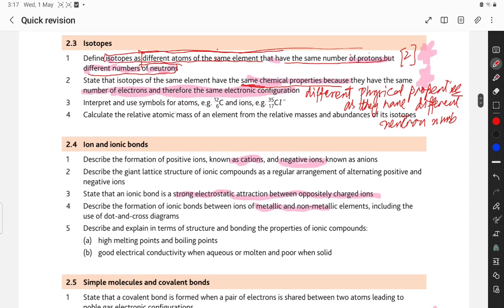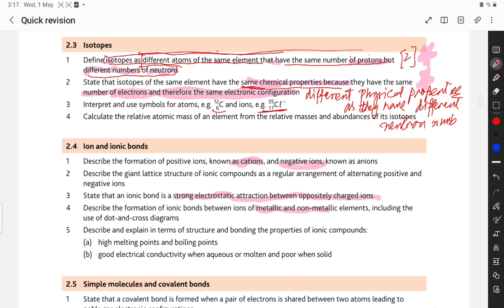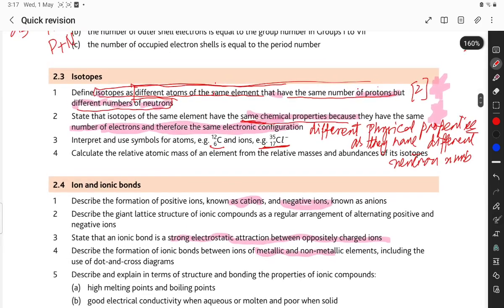Now interpret and use symbols for atoms. So this is the symbol of an atom and this is the symbol of an ion. And you should know the distribution of protons, neutrons, electrons in case of isotopes. For example, chlorine 35 with atomic number 17: proton, neutron and electron. So this is another isotope, chlorine 37 and 17.